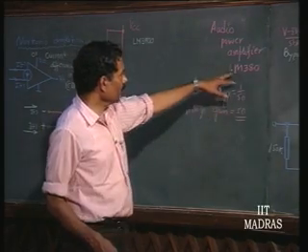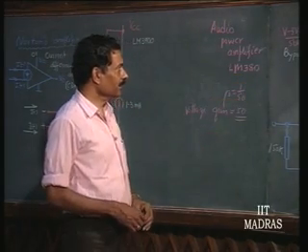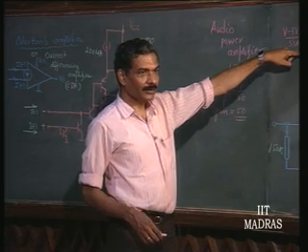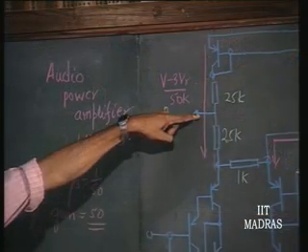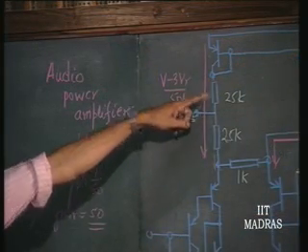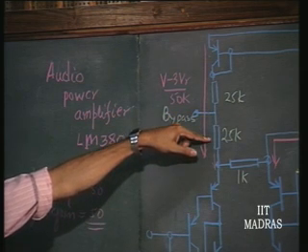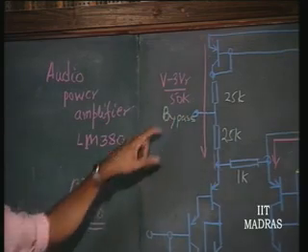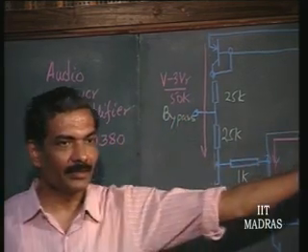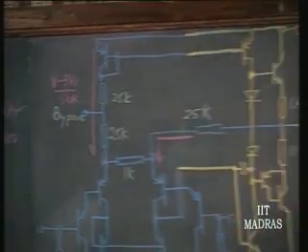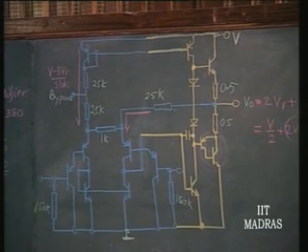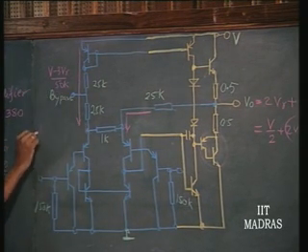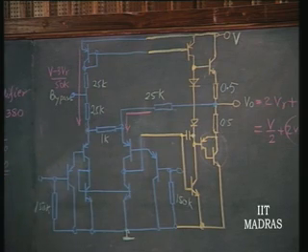This is the LM380 commercial audio power amplifier, which is available here. In order to make it appear symmetric for the AC purpose, you are grounding the midpoint of this 25 kilo-ohm, AC wise. So, if you AC wise ground here, this is going to be symmetric as far as AC operation is concerned. Please remember, therefore, the bypass point is brought out here. So, the capacitor is connected externally.